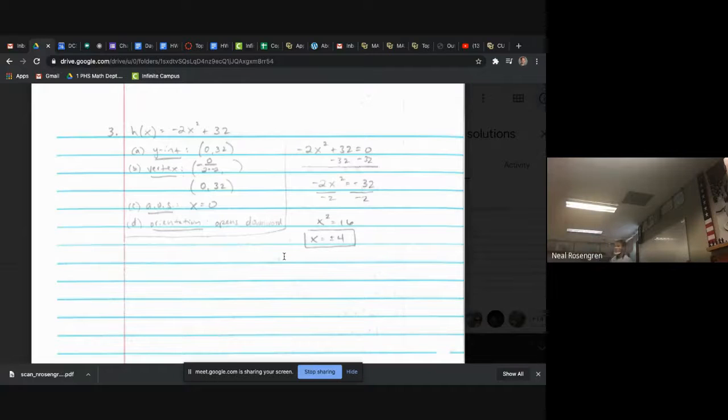Take the square root. When we take the square root, we get that plus or minus version of it. Did you guys simplify radicals last year?